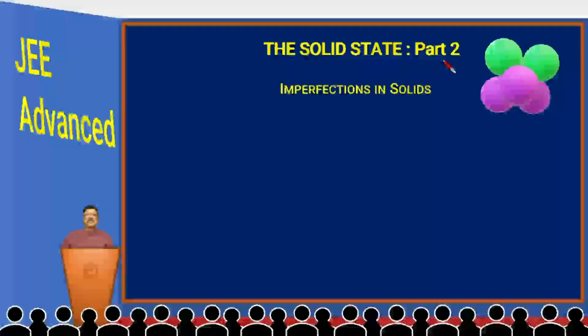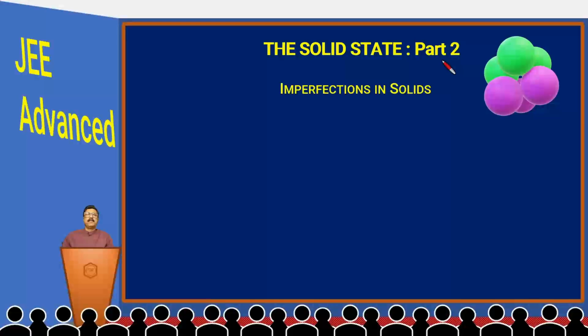In part 2, we study about different types of defects or imperfections observed in crystal structure. Towards the end of this video, we will discuss multiple choice type, numerical type, matching type and paragraph type previous year questions and model questions for JEE Advanced Examination.